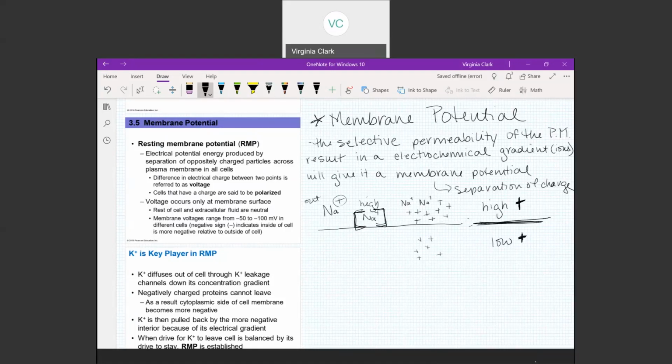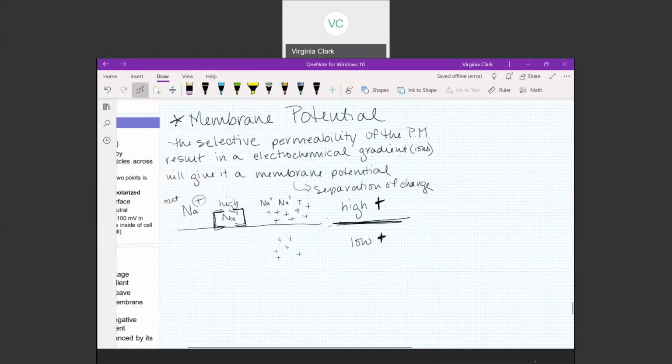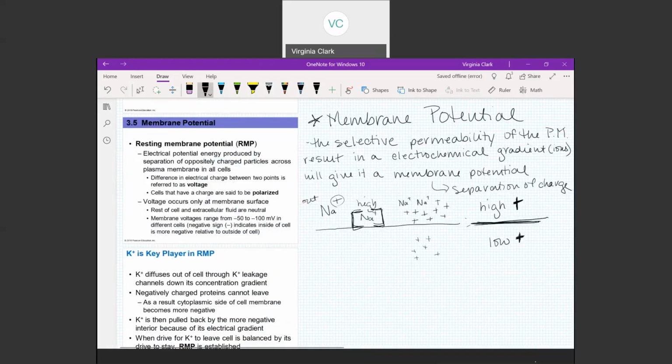If you want to think about this as a battery. A battery always has a positive and a negative side. This is the same thing. Just think about a plasma membrane down the middle of it. And you are separating one charge versus another charge. The plasma membrane is acting as a battery. So that's the world we're living in right now.